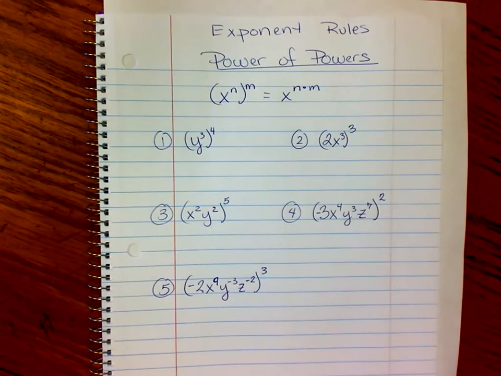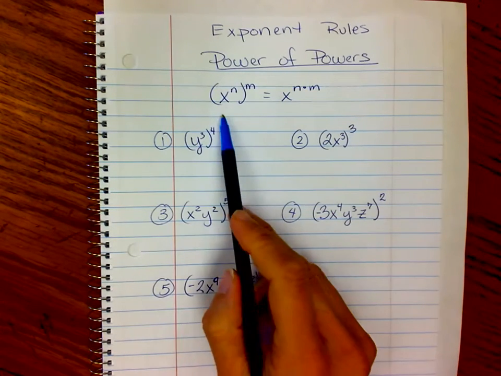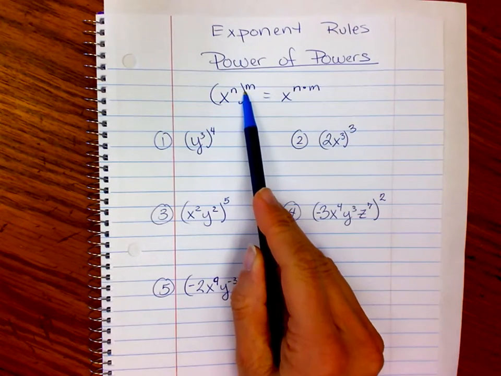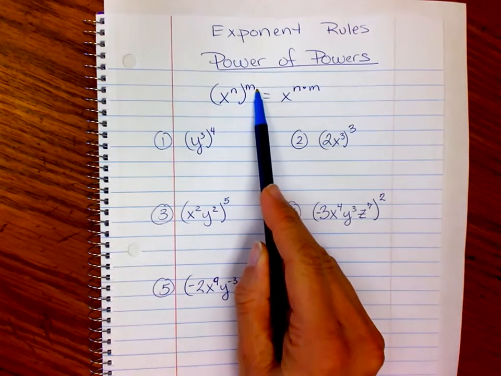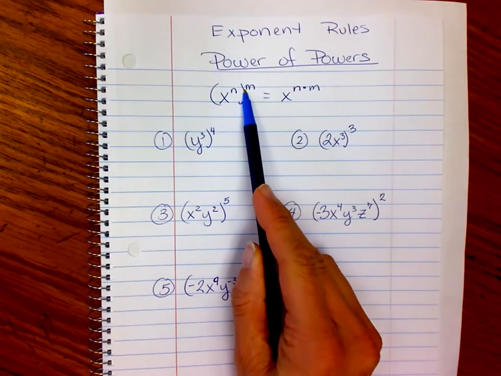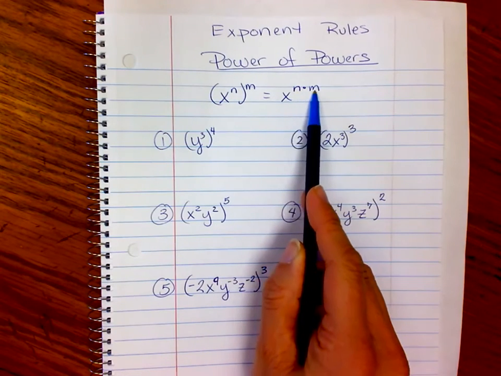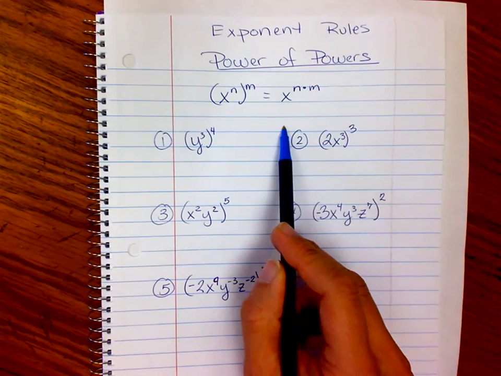This one is the power of a power. So what's important to remember is that you have something inside the parentheses raised to a power, and then outside the parentheses raised to a power. There's nothing between those two things except a parenthesis. When that happens, we multiply our exponents.